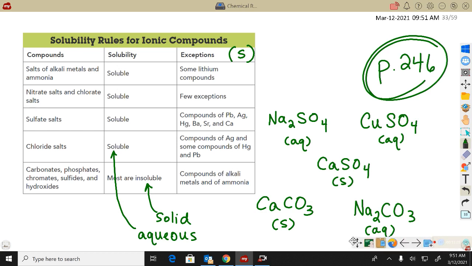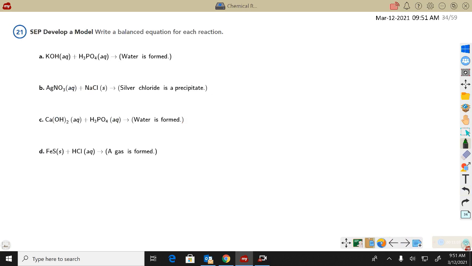All right, so let's try some of these. Number 21, write a balanced equation for each reaction. All right, so I like to start with the charges. Potassium is +1, hydroxide is -1. Hydrogen is a +1, and if I look up PO4, PO4 is phosphate, it is a -3.